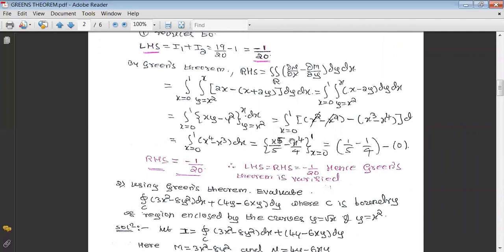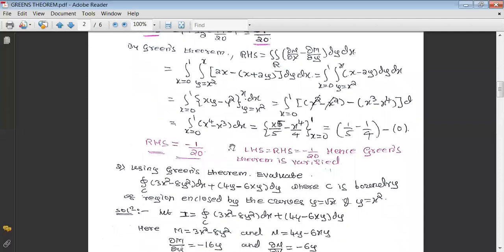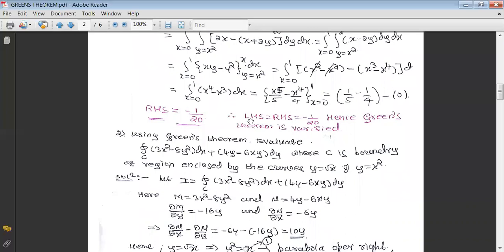That's why we said that Green's theorem establishes the relation between the line integral and the double integral for the region R. Using Green's theorem, we can easily evaluate the line integral in a better manner. In this case, we calculated LHS separately as well as RHS separately. Both lead to minus 1 by 20. Hence we can conclude that Green's theorem is verified. That's the process.